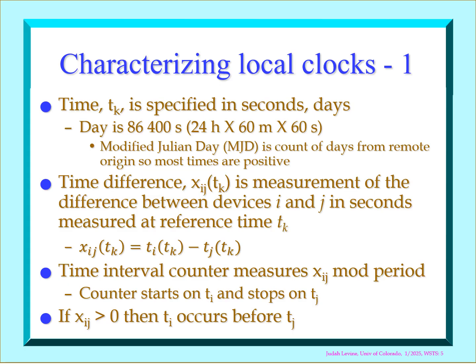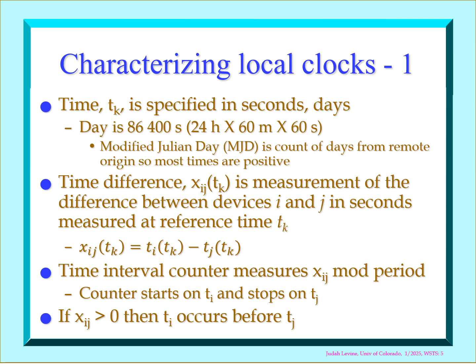Now, the time difference, xij, is the difference between two devices measured at the time of some reference time. That is, tk is a reference time from some external oscillator, and when tk rings the bell, you look at the difference in the time between device i and device j, and you take the difference, and that's xij.